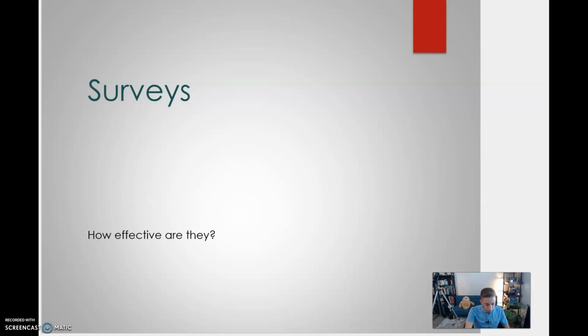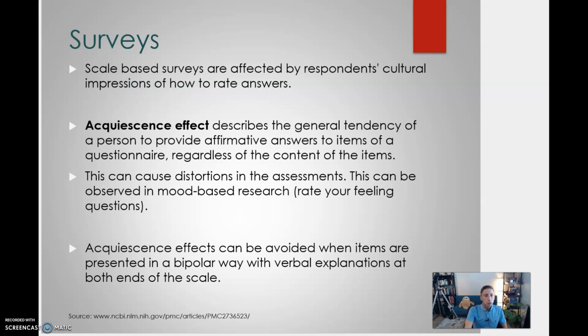Surveys. Well, surveys are amazing because now we're dealing with primary data. I'm surprised I didn't cover that right away. Surveys are a great way to ask people questions, but how effective are they? All of that, of course, depends on how you design it, how you interpret the data, and how you sample the data. Surveys are affected by respondents' cultural impressions. How do they rate answers?